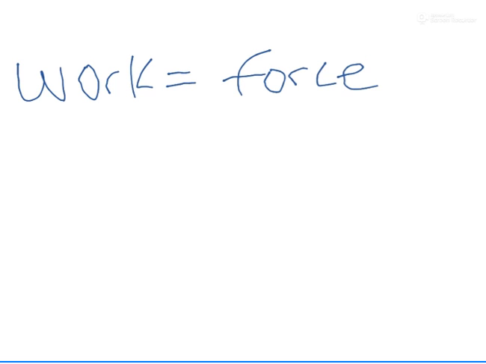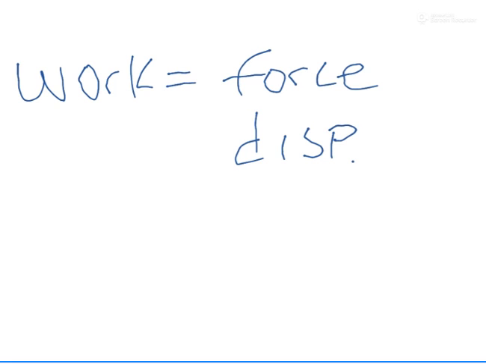So, what is work? Work, in my book, is a force acted upon an object that causes displacement. So work has the two words: force and also displacement. It is a force on an object that causes displacement. So it must have the components of force and displacement.